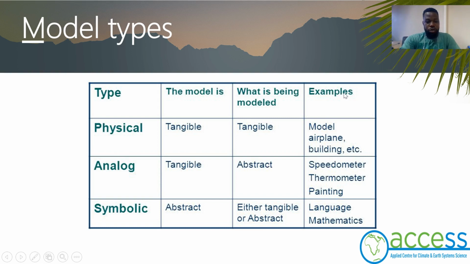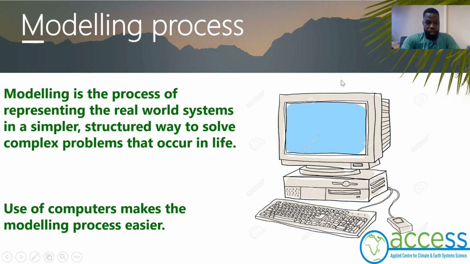And these are the types of models that we have: the physical, the analog, and the symbolic, with the physical model being a real tangible model, the example of a model plane that we just saw. And the symbolic models are either tangible or abstract and basically use mathematical equations to compute the problems. And the modeling process is the process of representing the real world system in a simpler, structured way to solve the complex problems that occur in life.